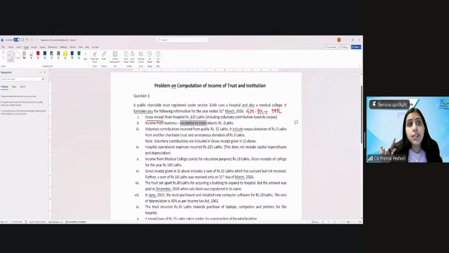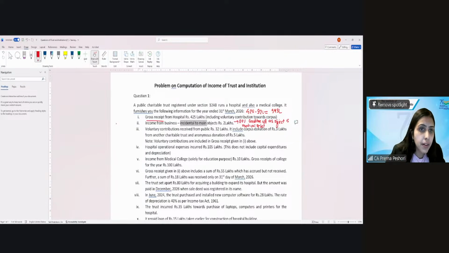The 20% condition has to be tested when? When the object is advancement of any other object of general public utility. Yes or no? It's not. So here the 20% condition is not applicable as the object is medical relief. Right?